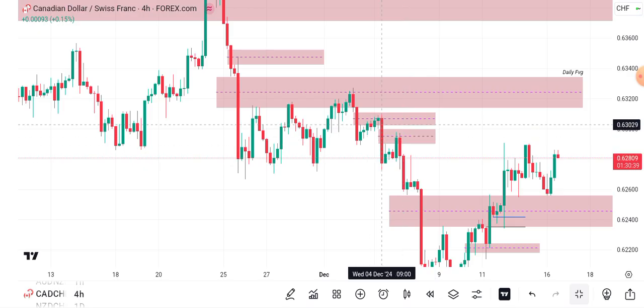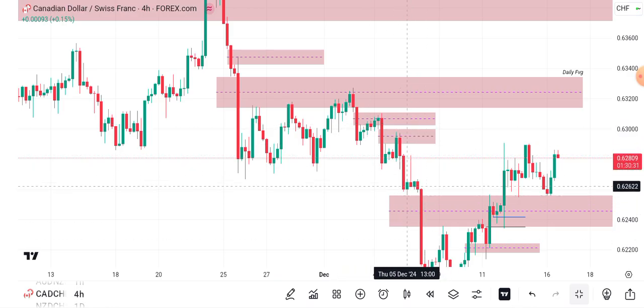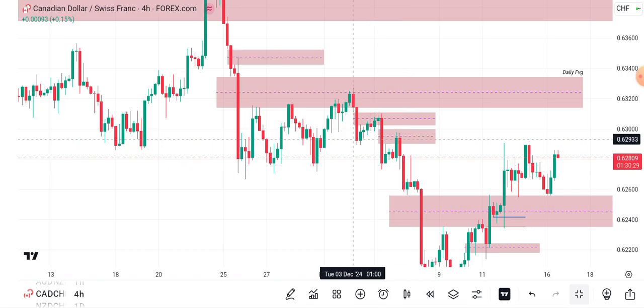You see, the market is just reacting off fair value gaps, and then going lower and lower like that. So this is a nice trade idea where you see price enter into fair value gaps, which are the things that actually move the market: imbalances in the market and liquidity.